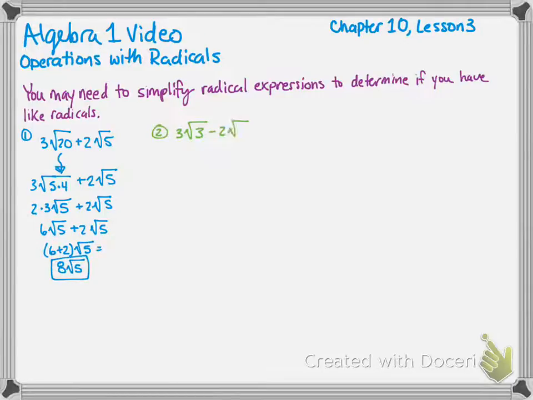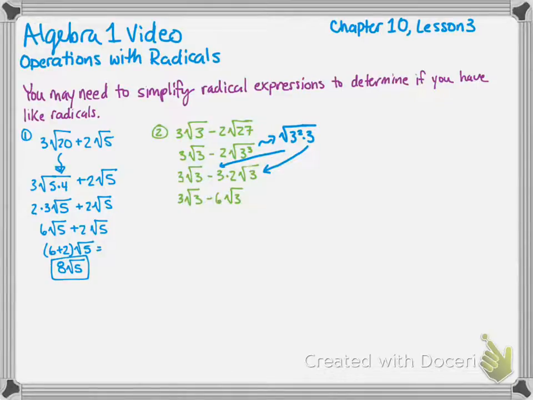That's it. All right, number 2, if I have 3 times the square root of 3 minus 2 times the square root of 27, 27 can be written as 3 cubed, so I can pull out a square root of 3, or the square root of 9, and there we go. I end up with 3 times the square root of 3 minus 6 times the square root of 3. 3 minus 6 is negative 3, and I end up with negative 3 times the square root of 3.